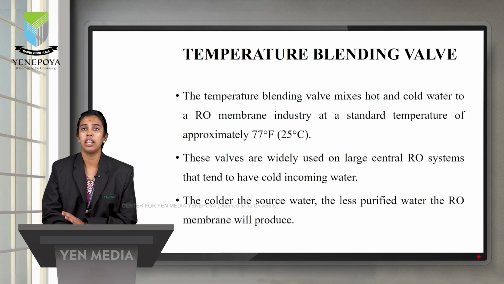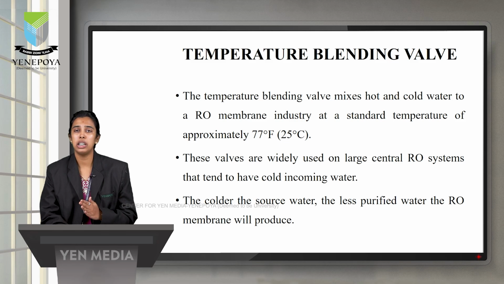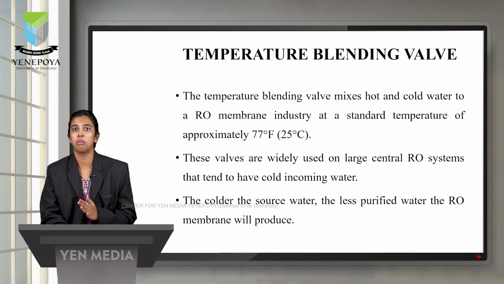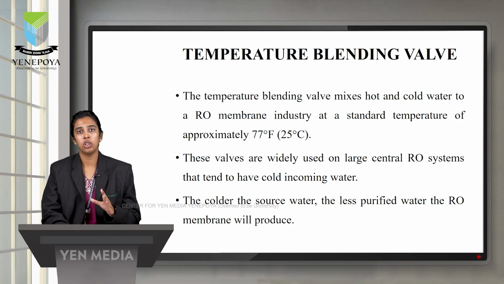And next is the temperature blending valve. In the temperature blending valve, the temperature of the water should be maintained at 25 degrees Celsius. These valves are widely used on large central RO systems. They tend to have cold incoming water, so to maintain the temperature, the temperature blending valve is present. The cooler the water, the less purified water is produced. So the normal temperature is maintained. This everything happens before the starting of the treatment.